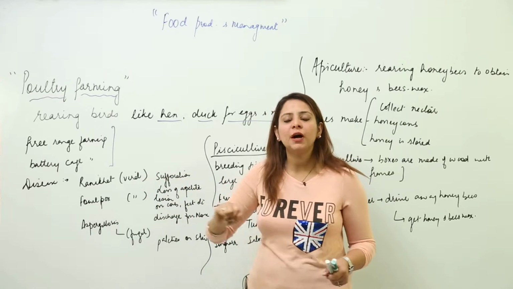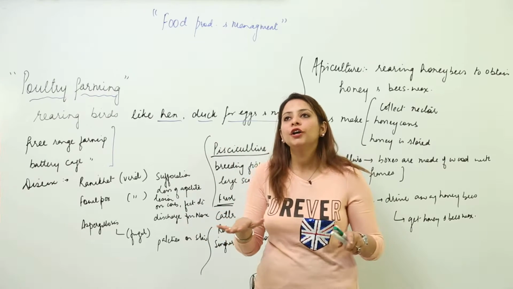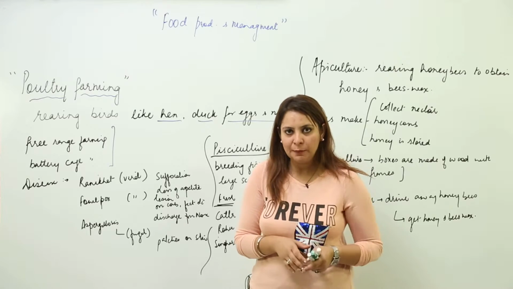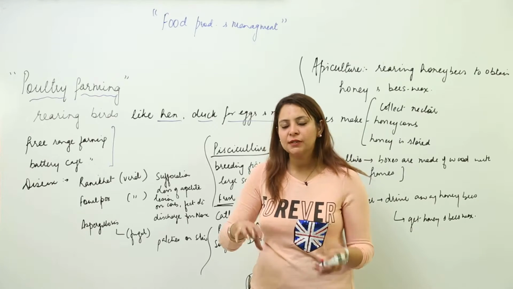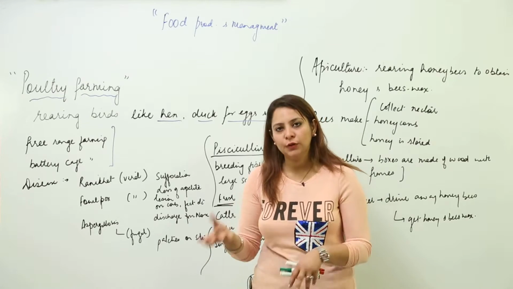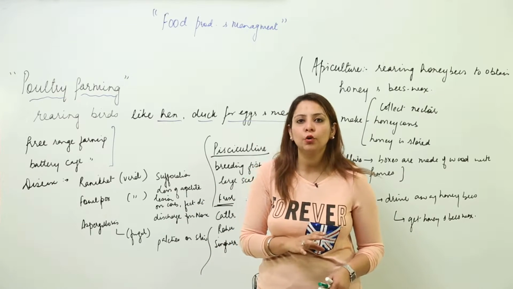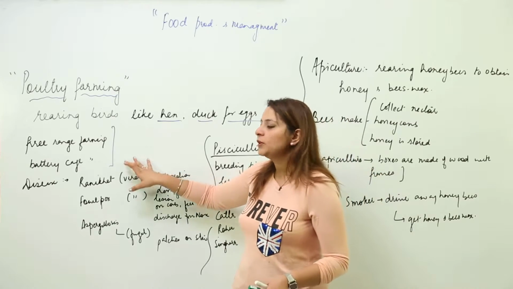In battery cage farming, we have a box, or a certain kind of confined area made up of metal mesh, where the chickens are kept. They are supplied with food, water and everything they need, and they don't have an area where they can roam about. So this is free range and battery cage.